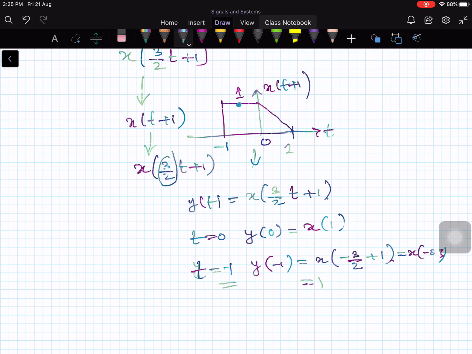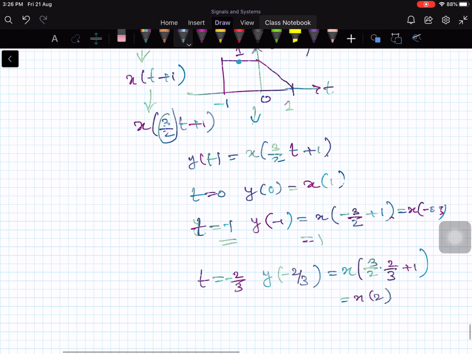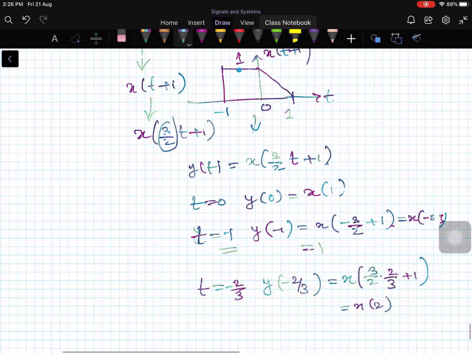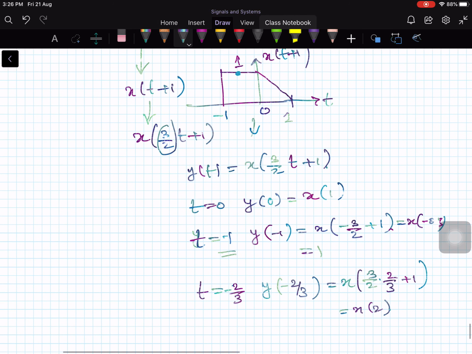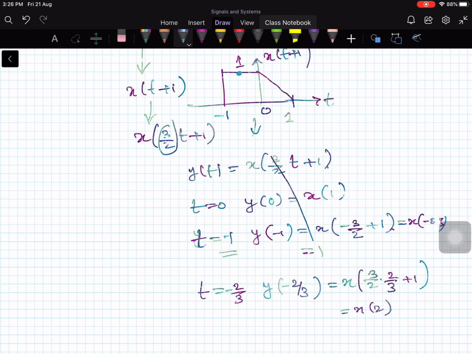Now take t equal to 2 by 3. Then what will happen? Let's say minus 2 by 3, then y of minus 2 by 3 becomes x of 3 by 2 times 2 by 3 plus 1. So it becomes x of 2. Is that right? No, I'm sorry, please don't consider this.